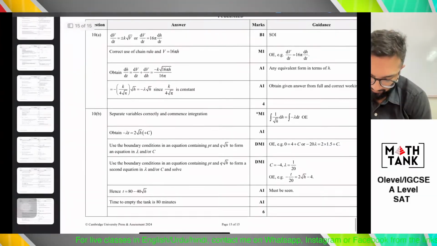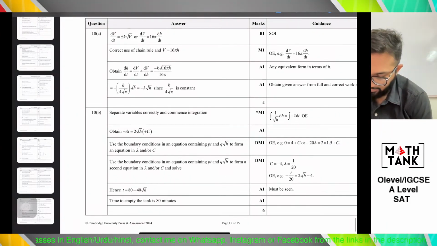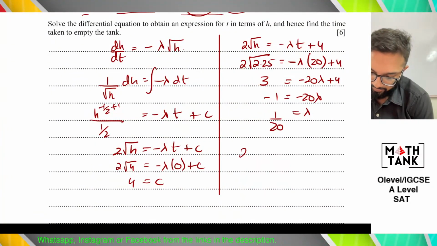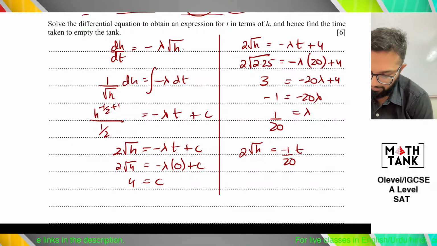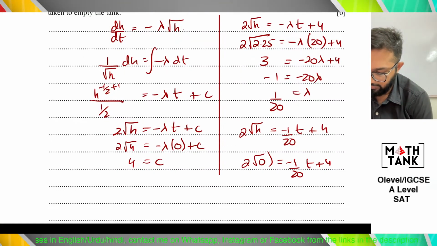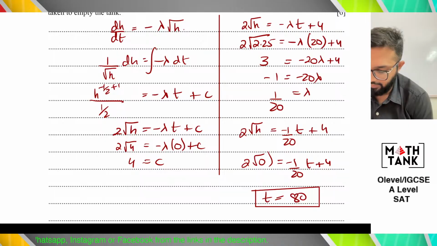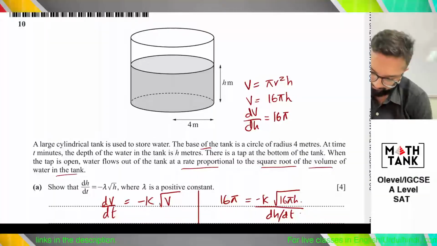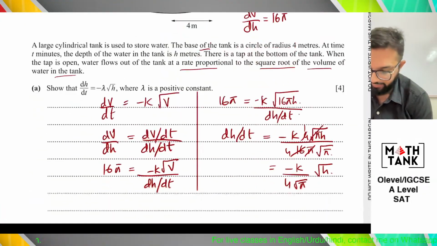I just need to check if my lambda is correct. Yes, my lambda is correct. So my equation becomes 2 root h equals 1 over 20 minus t plus 4. Hence find the time taken to empty the tank. So the height is 0. So t comes out as 80. 80, not 80 seconds. Minutes, 80 minutes.